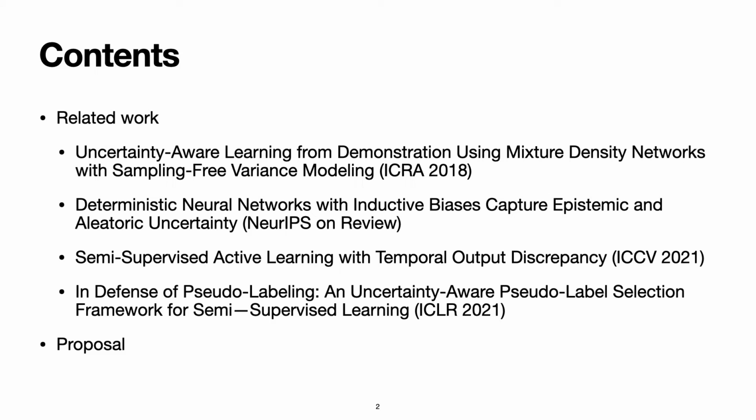I selected these 4 works. First one is called MDN for short, which was on ICRA 2018. And the next one is called DDU for short. And these first 2 papers are about how to estimate uncertainty in deterministic neural networks. And the third one is about integration of semi-supervised learning framework and active learning framework presented in ICCV this year. And the last one is about uncertainty-aware pseudo-labeling on semi-supervised learning framework.